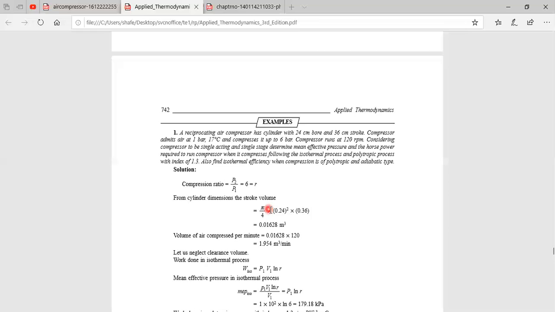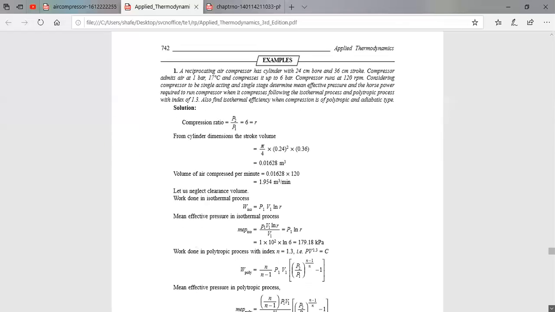Now, what is the swept volume? The volume actually swept from the cylinder is 0.016828 meter cube. Suppose I want the volume of air per minute, multiply with the RPM, that is 120 revolutions per minute. Finally, how much volume of air am I taking per minute? 1.954 meter cube per minute. So let us neglect clearance volume. Don't worry about this. Now, the first one asks what the isothermal work done is.